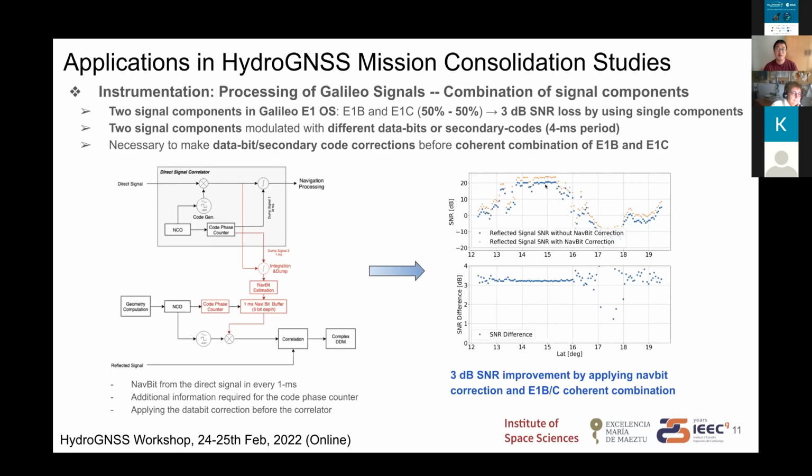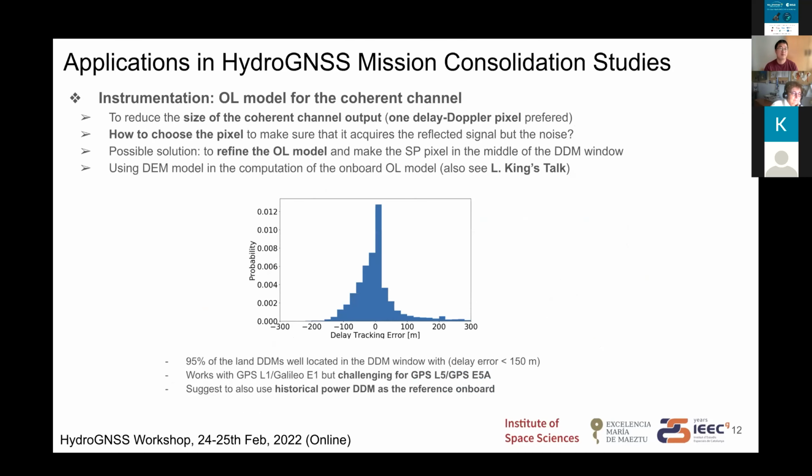Here in these two cases, with the combination in orange and without correction and combination in blue, it's clear that we can get this 3 dB gain in signal-to-noise ratio with this coherent combination.